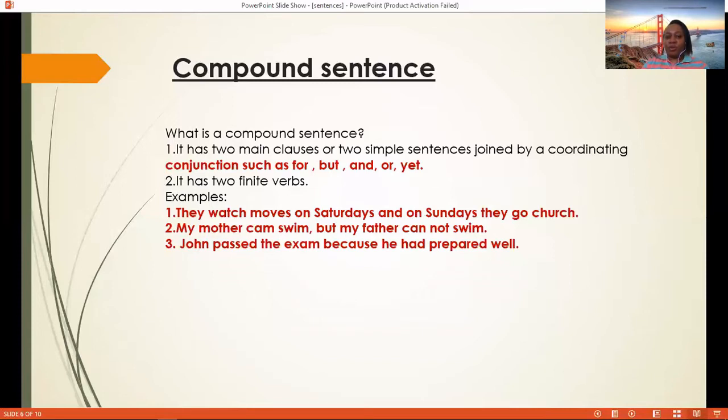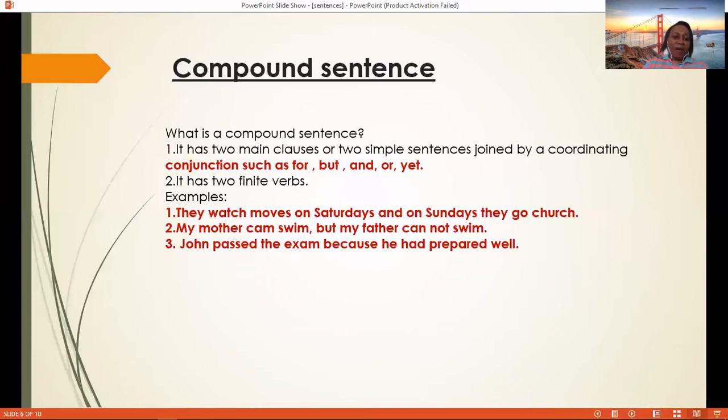Two subjects, two finite verbs. Subject one is my mother. Subject two, my father. Verb one can swim and the other one cannot swim. So we have the two clauses balanced together and they are joined by yet another coordinating conjunction, but.